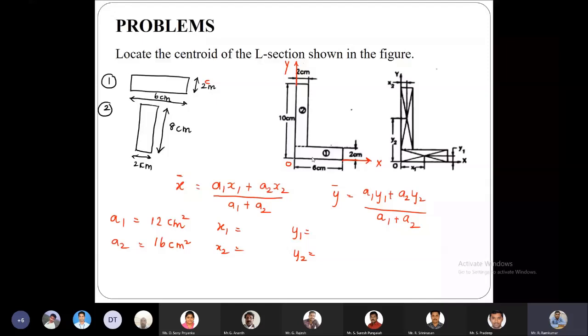So now our problem gets reduced to finding only the value of y bar. So for the y bar, we have to again find the y1, y2, y3 values, and then v1, v2, v3 values. And then when we substitute in this formula, we will be able to get the value of y bar. Next, the case of this CG.